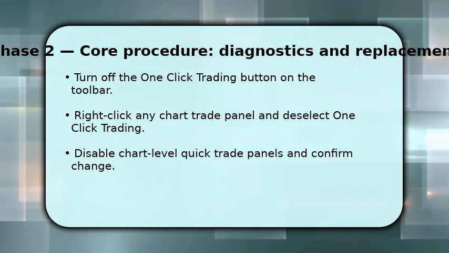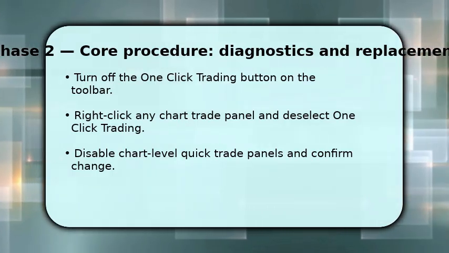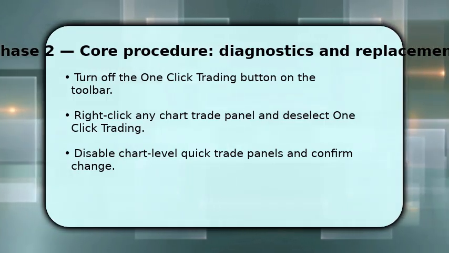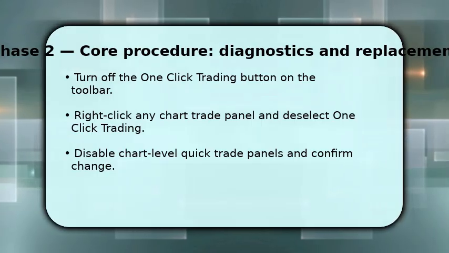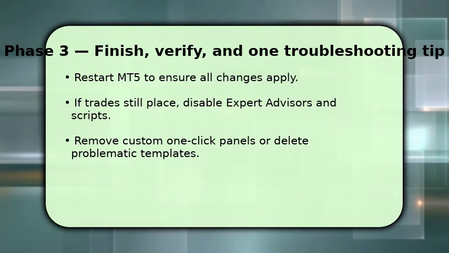Some charts keep their own state. You're doing both because the option and the UI control can act independently. After you change both, try a harmless left click on the chart to confirm no instant order appears. Finish by restarting MT5 so settings fully apply.